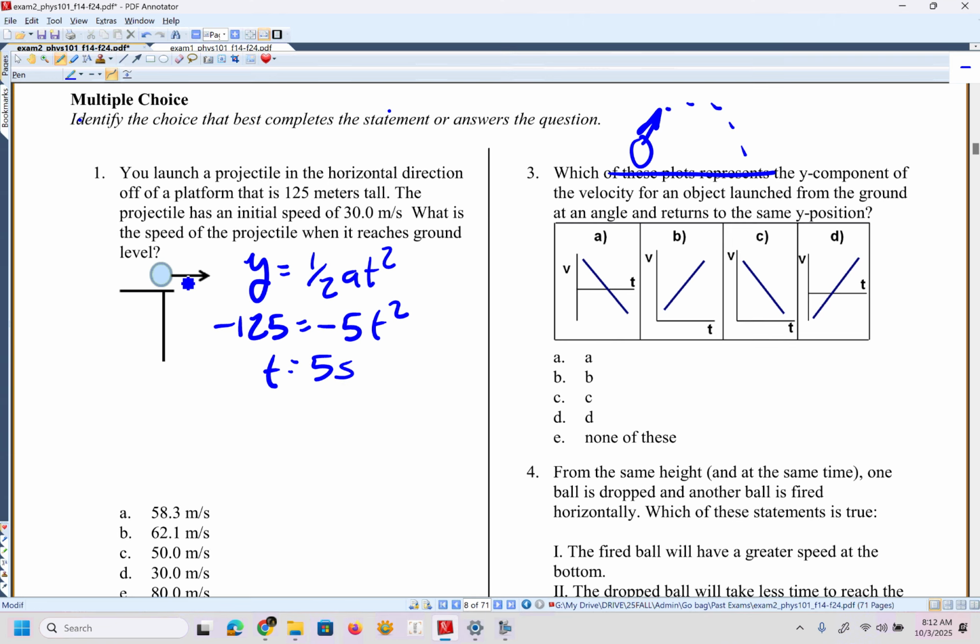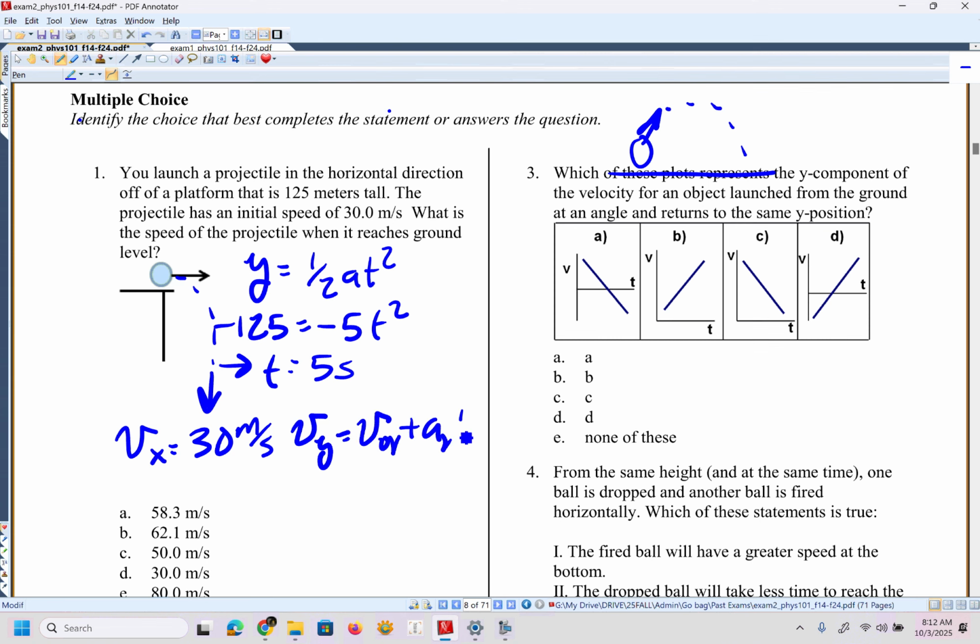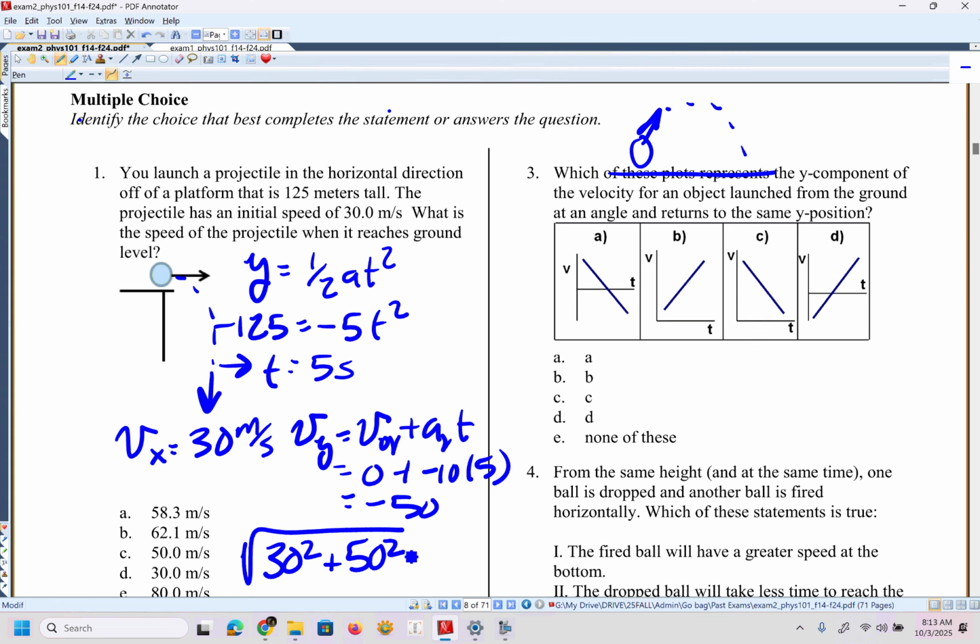The speed when it reaches the ground has a component in that direction and a component in that direction. I know the first component, the v_x, is equal to 30 meters per second. That doesn't change. v_y is equal to v naught y plus a_y t. That's 0 plus negative 10 times 5, or negative 50. And then to find the answer, it'd be the square root of 30 squared plus 50 squared. Whatever that is. Probably 58, I think. 58.3 probably.